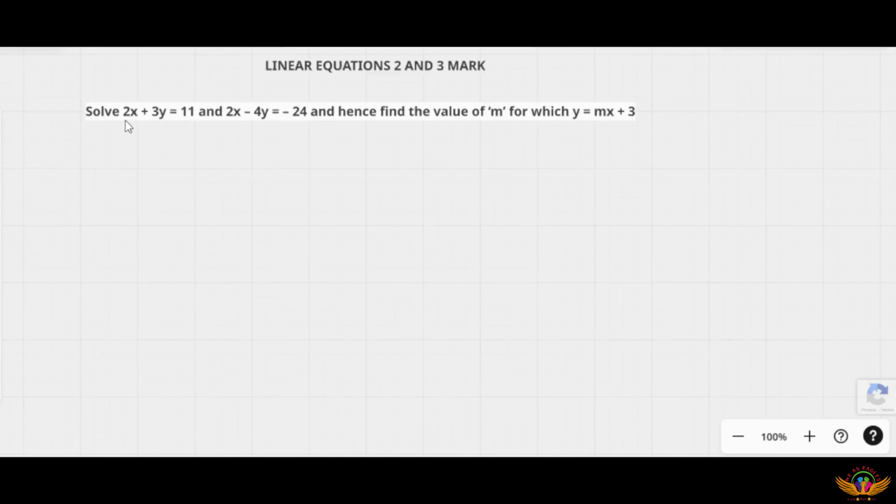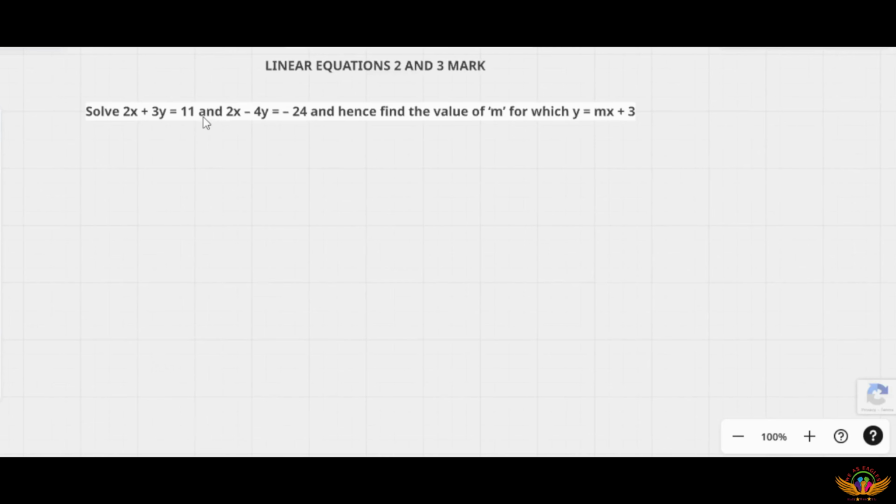Let us go with another kind of question here. They're asking us to solve the two equations and we need to find the value of m for which y is equal to mx plus 3. You can solve these two equations by any method, like substitution or elimination, it's your wish. Okay, yes, let me take these two equations. When I see the equations, I feel like 2x, 2x, two common terms are there, so I just want to cancel them.